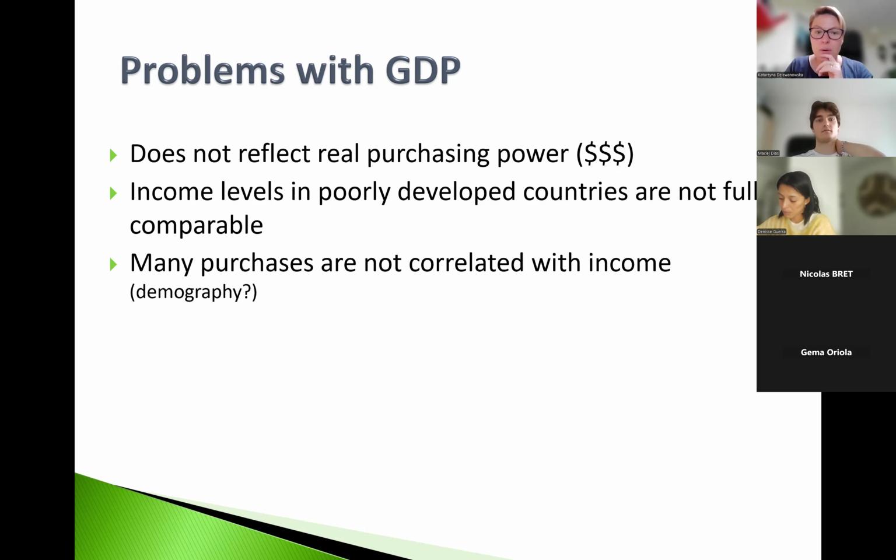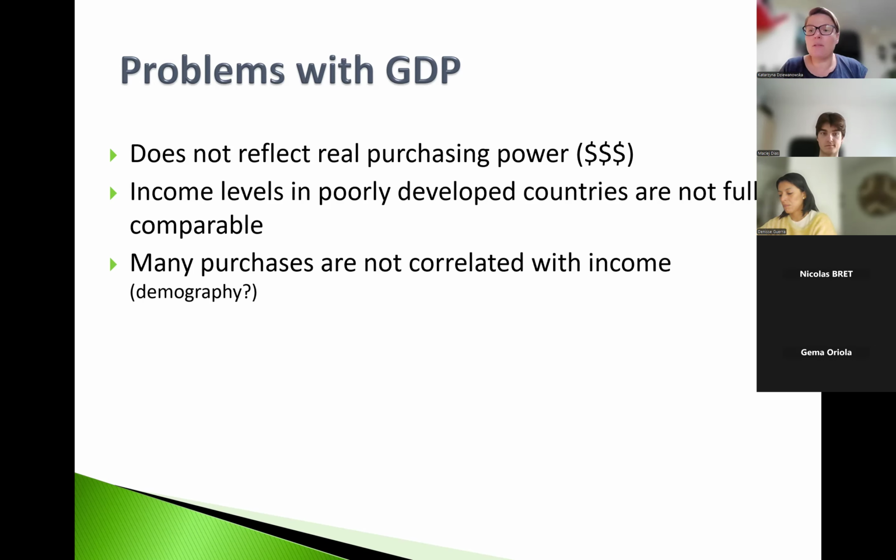So that's also a problem with the GDP. Many purchases are not correlated with income. Some of them are symbolic, some of them are status-based. For example, perfume. People will say, oh, I like this perfume, and I will buy it even though it's expensive, just because it is so important to me. It's a status, it's a symbolic thing, right?